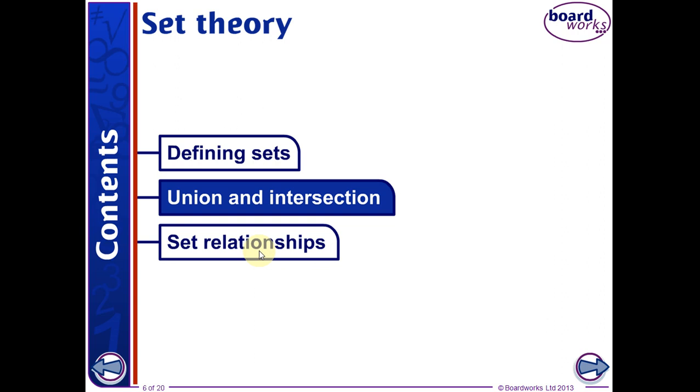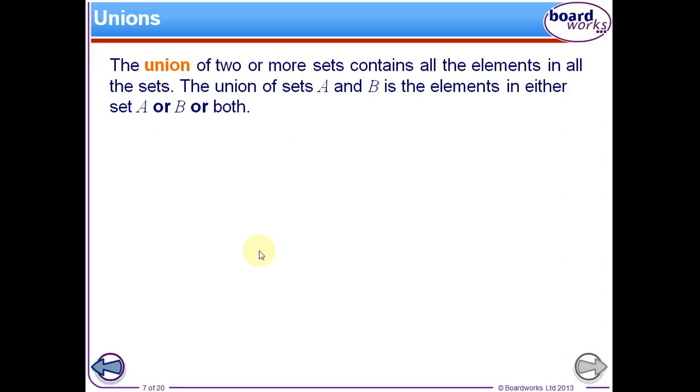So let's consider content 2, and that is union and intersection of sets. The union of two or more sets contains all the elements in all the sets, and the union of sets A and B is the elements in either A or B, or both.